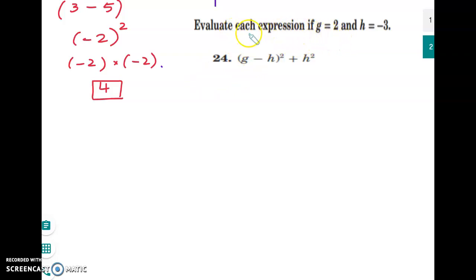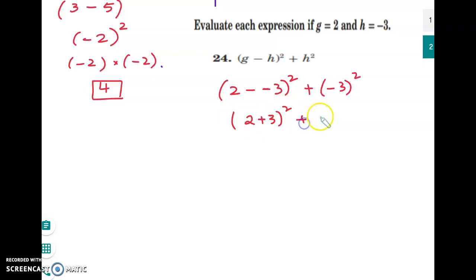Now this one is evaluate each expression if g is 2 and h is negative 3. So go ahead and replace g and h with the given values. So I'm going to write g is 2 and then h is negative 3, to the exponent 2 plus h is negative 3, to the exponent 2. Look carefully, there is a double negative. When you have a double negative, it becomes positive, to the second exponent plus negative 3 to the second exponent.